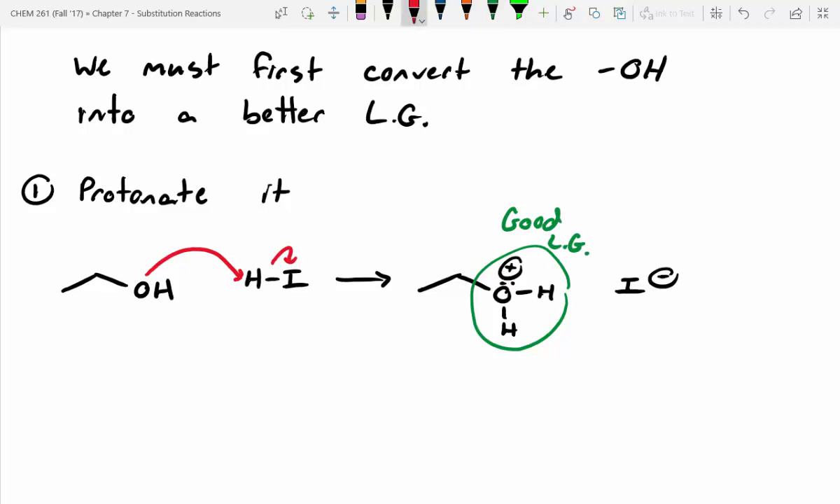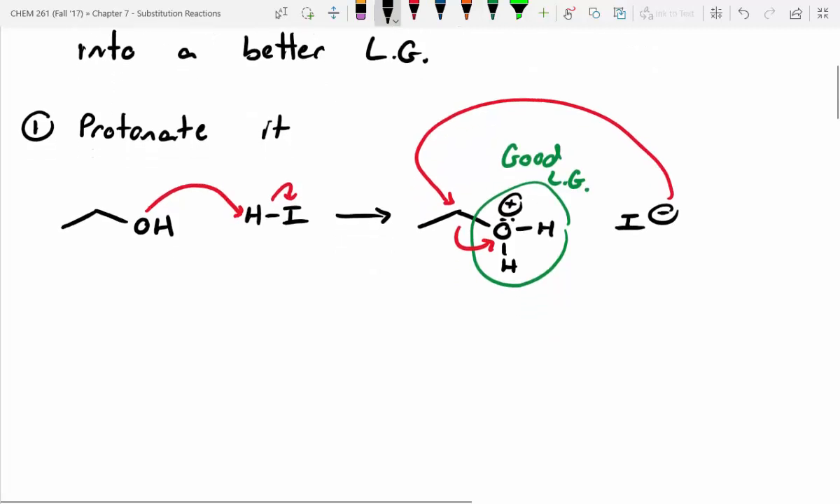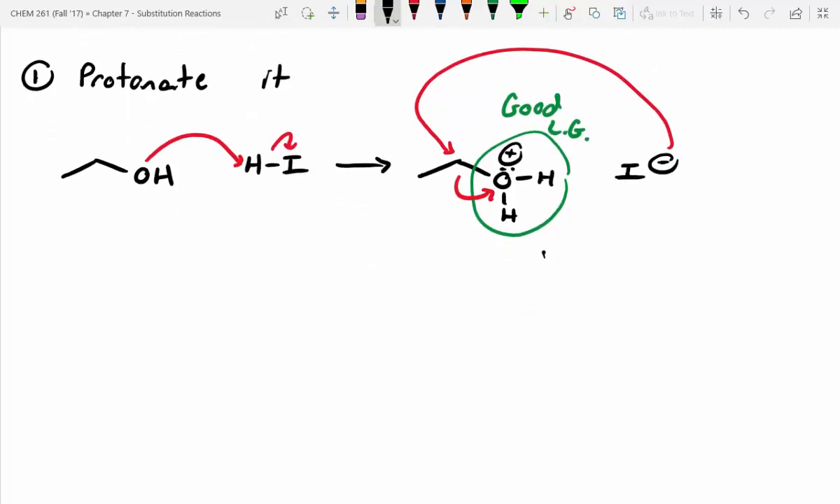And we've got iodide floating around. That can act as our nucleophile. So this iodide can come, attack that back carbon, now kick off the water as our leaving group. And voila, we've got our final product. So you can do this for some situations.